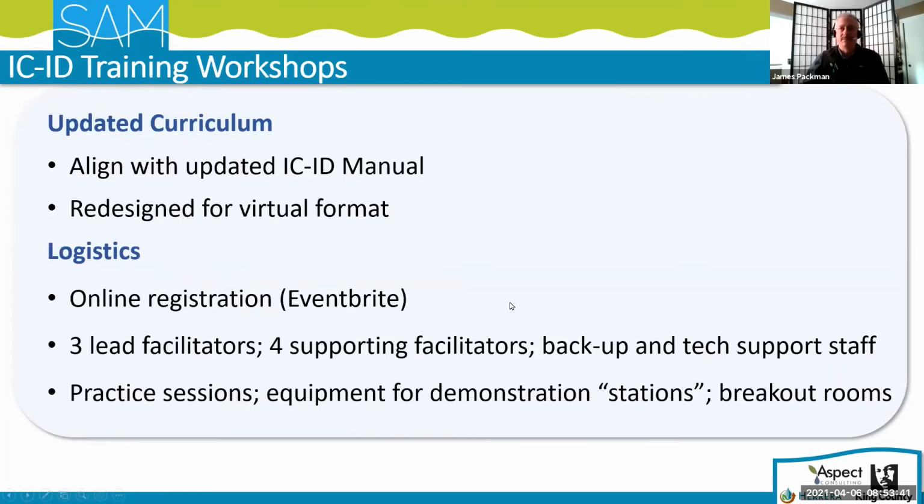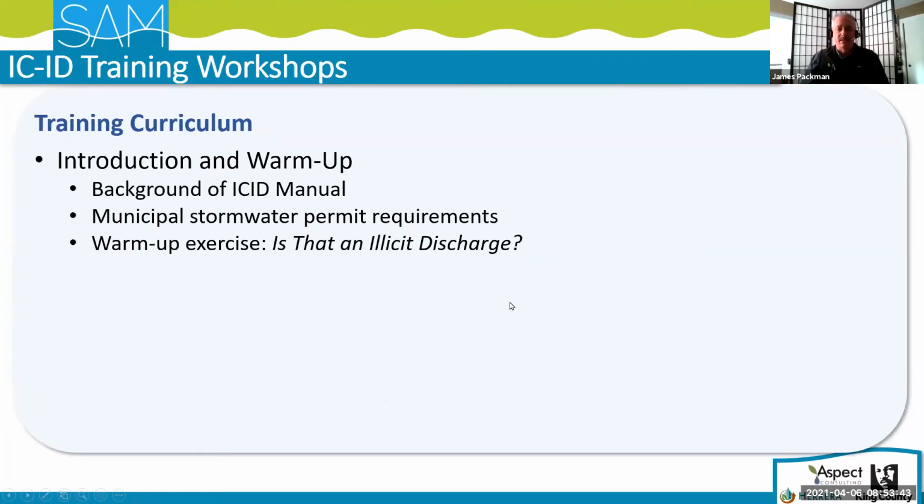All right, for the training curriculum itself, I'll just go through briefly what the curriculum included. The first part was an introduction and warm-up. The introduction included the background on the ICID manual, as well as what the current requirements are in the municipal stormwater permit. And then we included a warm-up exercise for the participants to get them thinking about what illicit connections are, what illicit discharges are. I just wanted to go through a couple of examples of those today to give you a taste of what the training was like.